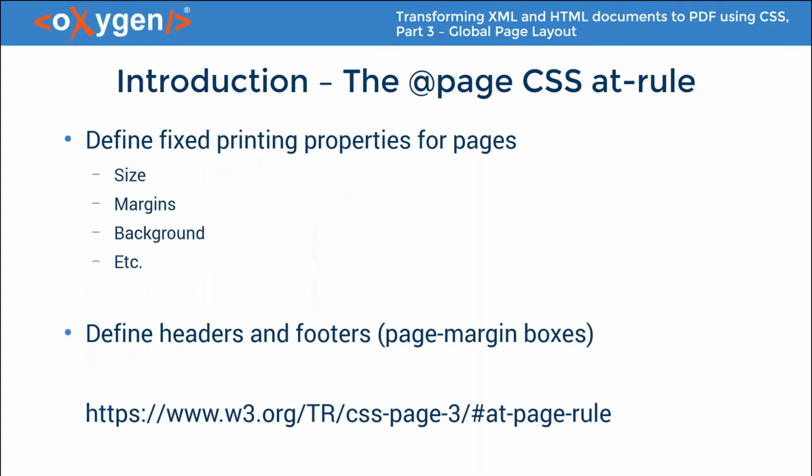So now let's continue with a bit of theory. In order to create pages, you will need to use what is called the page CSS at-rule. This rule lets you define fixed printing properties for pages like the size, the margins, and the background. You can also, using the same rule, define some headers and footers using what is called the page margin boxes.